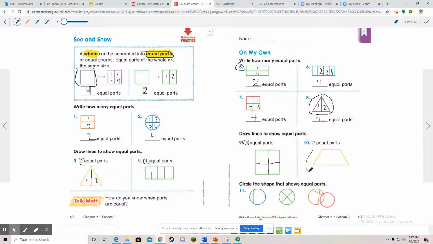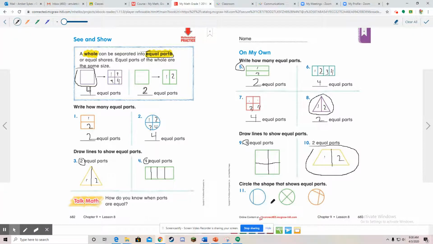Oh, we have a trapezoid here. Let's think. If I split my trapezoid like this, would it be equal? No, because the top and the bottoms are very different. So if I split it down the middle like this, it won't work. But what if I split it just like this? Look, here we have two equal parts. Okay, guys, it's going to try to trick you just a little bit on some of the problems, maybe.